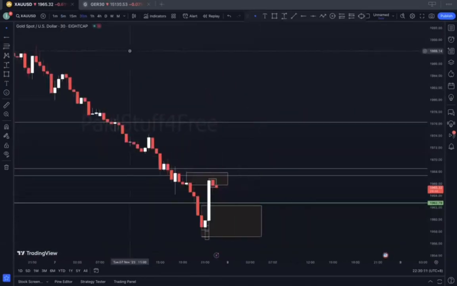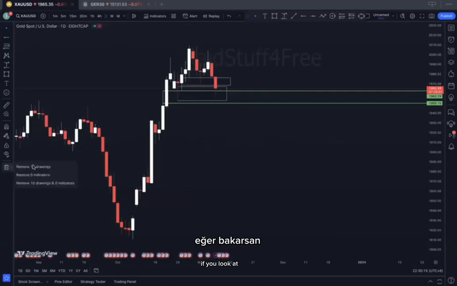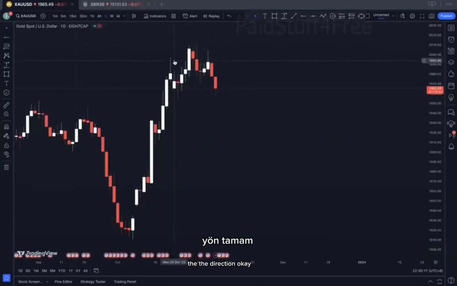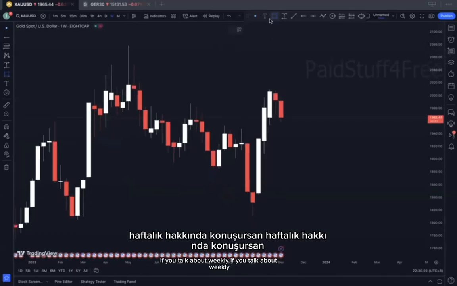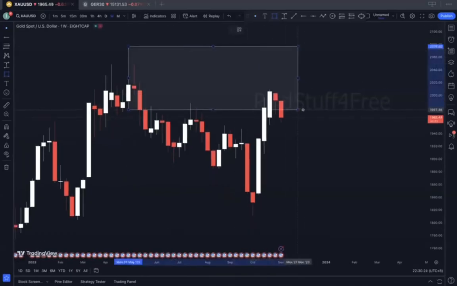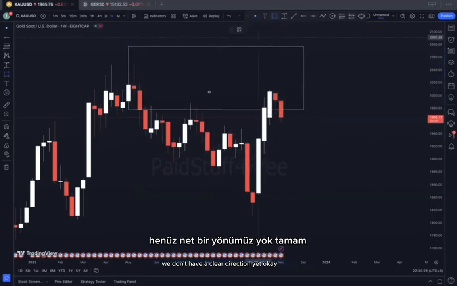Okay, so that is how it works. Right over here, if you look at the direction, if you talk about weekly, this is what I mean. What I meant by we don't have a clear direction yet.